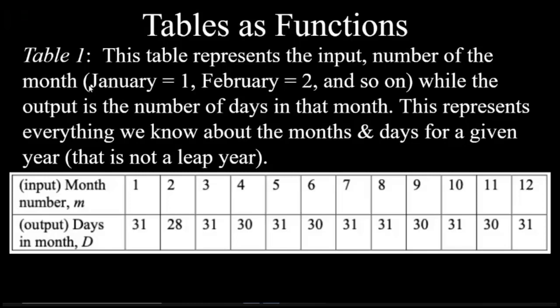Table 1. This table represents the input number of the month. And then they give those examples, while the output is the number of days in that month, like we had done before. This represents everything we know about the months and the days for a given year, as long as it is not a leap year. Okay, so does that make sense that this is really the same table we were building before? So month number 1 is January, month number 2 is February, March, April, May, and so on. And then they have the days listed. So that is a table that represents a function.